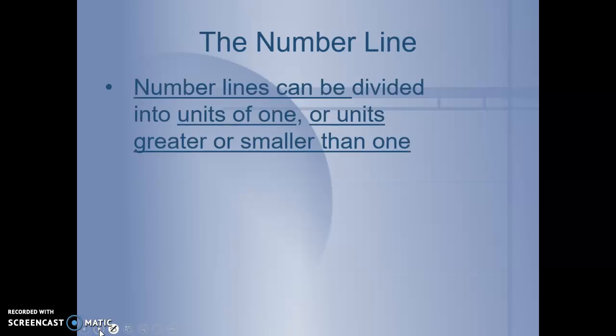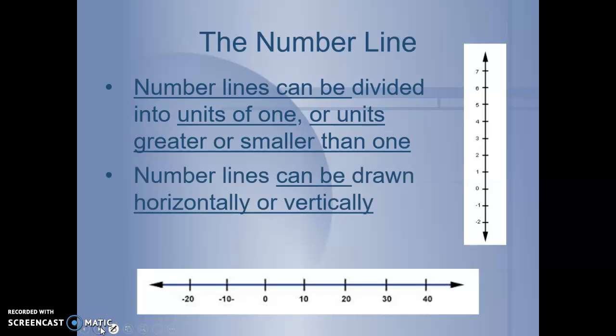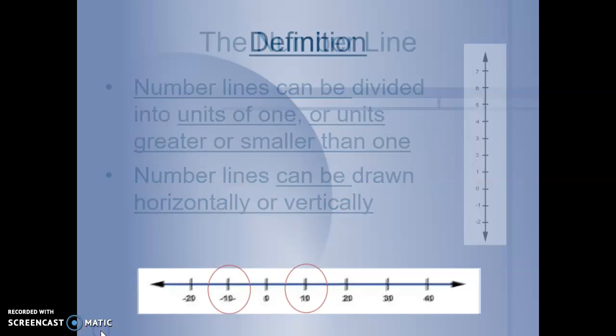Number lines can be divided into units of 1 or units greater or smaller than 1. Number lines can be drawn horizontally or vertically. If you take a look at our vertical number line, you'll see that each unit represents 1 integer. And our horizontal number line down below, you can see each unit is representing a value of 10.